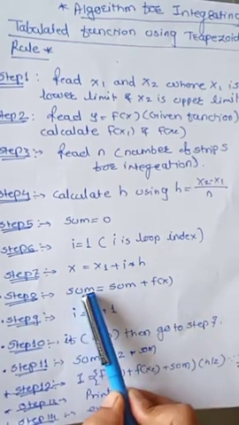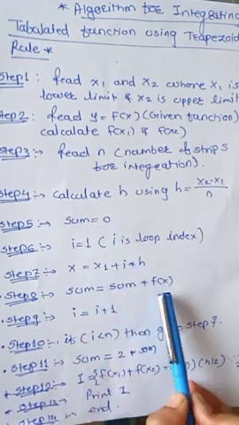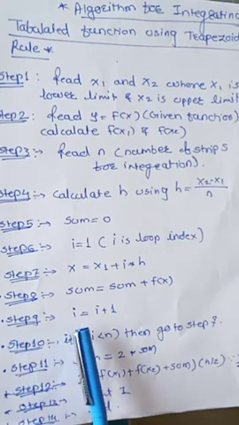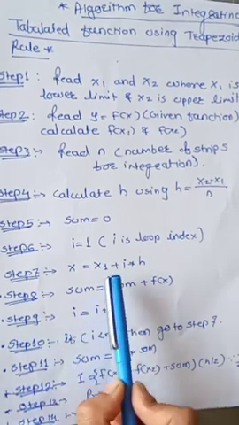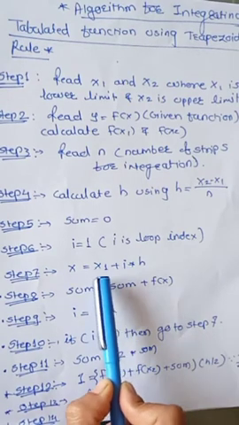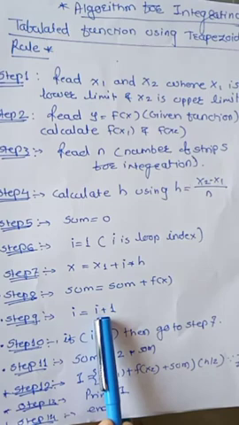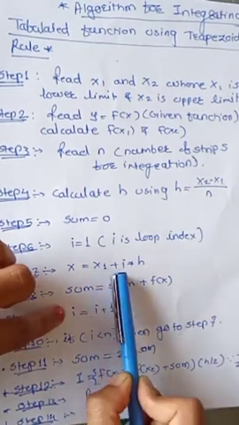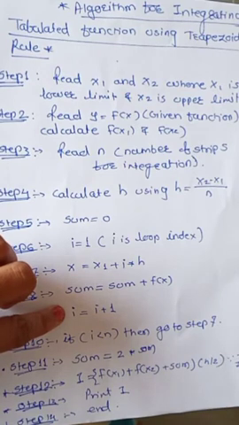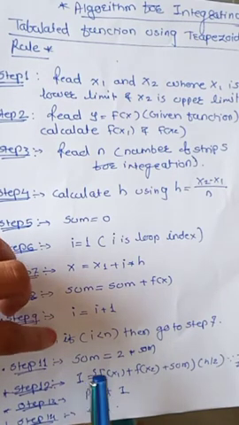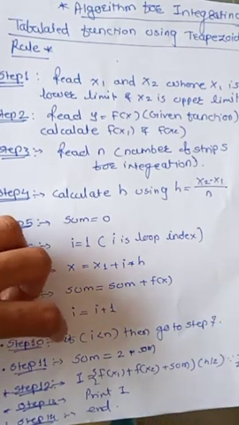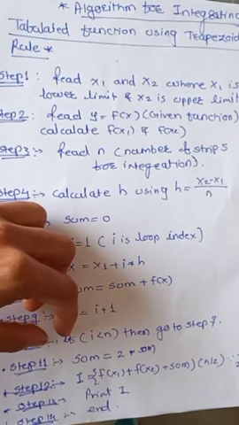Now I am going to calculate the sum. Initially sum is equal to 0. In that sum I am going to add the given function. Now in step 9, i is equal to i plus 1. That means we have to increase the value of i. Initially it is 1, so x1 plus h. When we increase the value of i, it becomes x1 plus 2h, up to x1 plus 3h, up to the steps involved in integration.